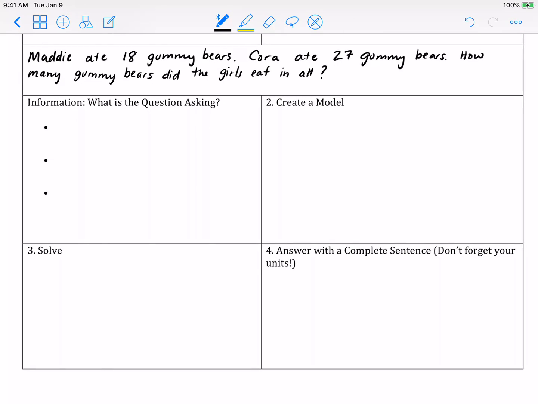Maddie ate 18 gummy bears. Cora ate 27 gummy bears. How many gummy bears did the girls eat in all? So I'm going to highlight our question. How many gummy bears did the girls eat in all? So how many gummies in all? That's our question.